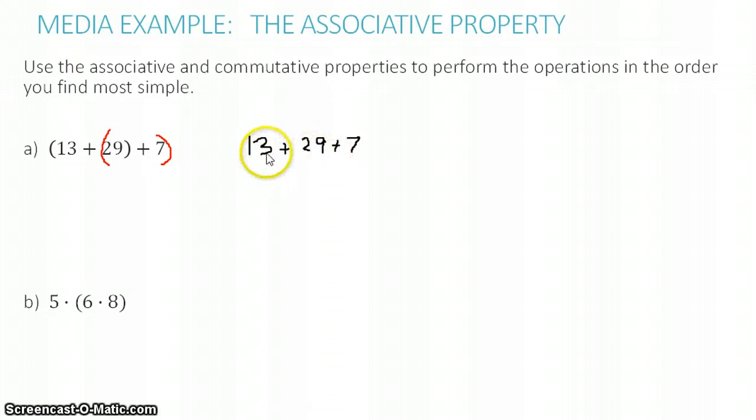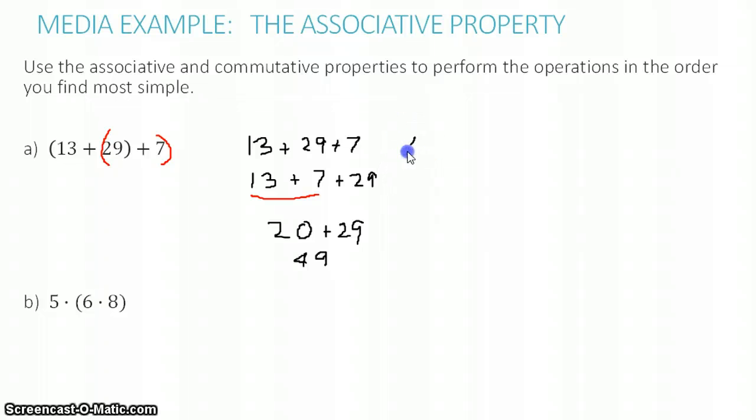Now what I'm noticing is that I'd like to add 13 and 7 first, because they add up to 20, and that will make my computation more simple. So by the commutative property, I can interchange this order. So we have 13 plus 7 plus 29. And then I can go ahead and add 13 plus 7 first, so I'm working from left to right. 20 plus 29, and 20 plus 29 is 49.